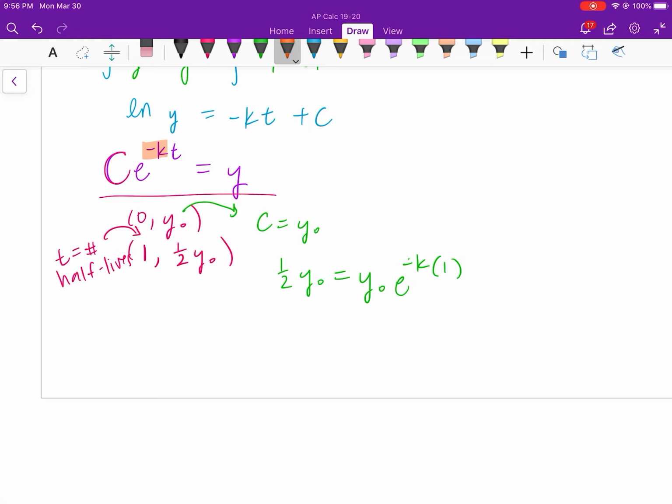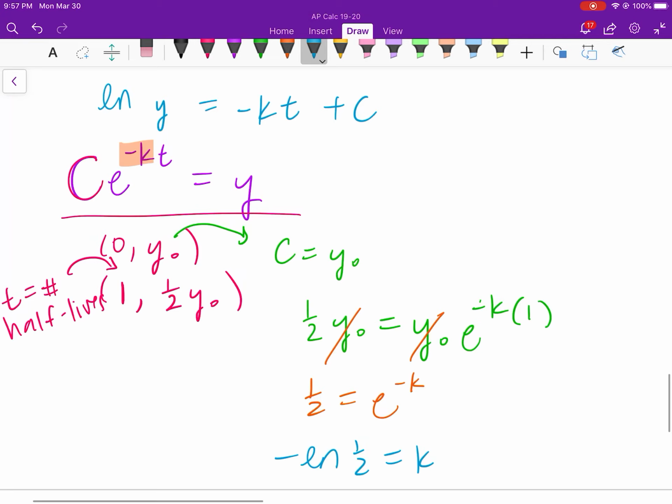We solve for k, because that's our goal, remember. Divide both sides by y naught, and they just end up canceling. So a half is equal to e to the negative k. We log loop both sides. The natural log of a half is equal to negative k, or you can just go ahead and move that negative to the other side. So k is a negative natural log of 1/2, whatever that fun decimal may be.